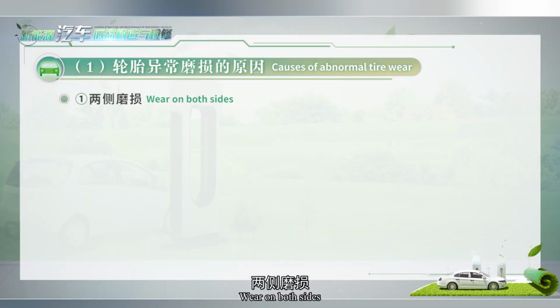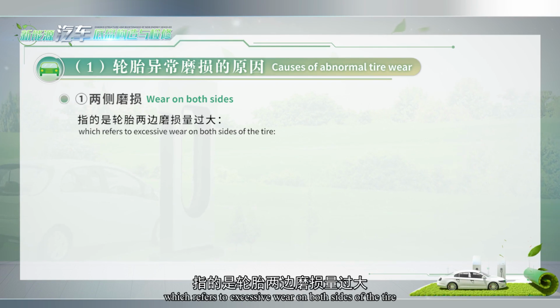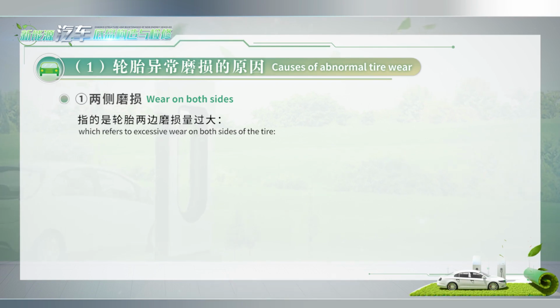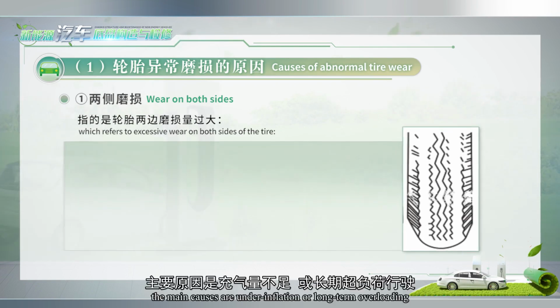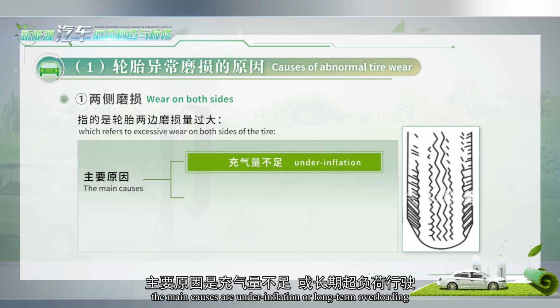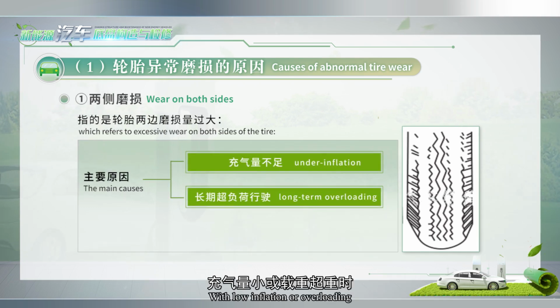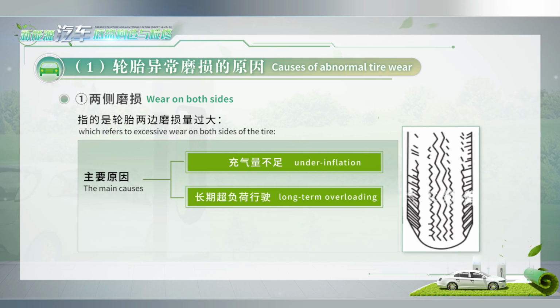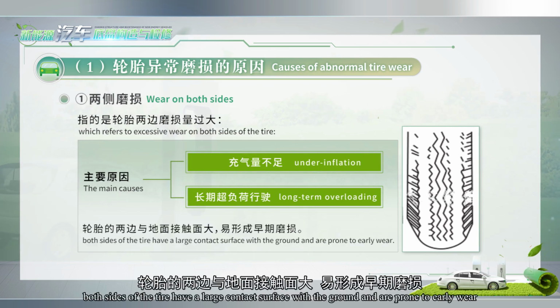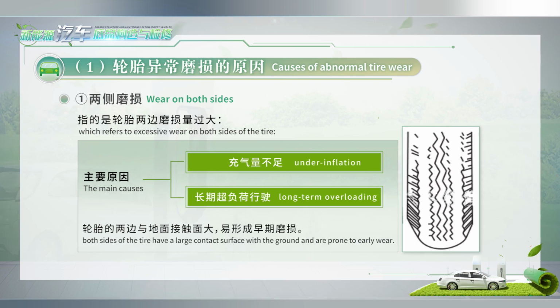Wear on both sides, which refers to excessive wear on both sides of the tire. The main causes are underinflation or long-term overloading. With low inflation or overloading, both sides of the tire have a large contact surface with the ground and are prone to early wear.